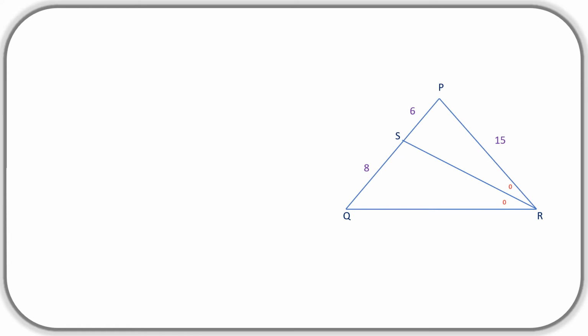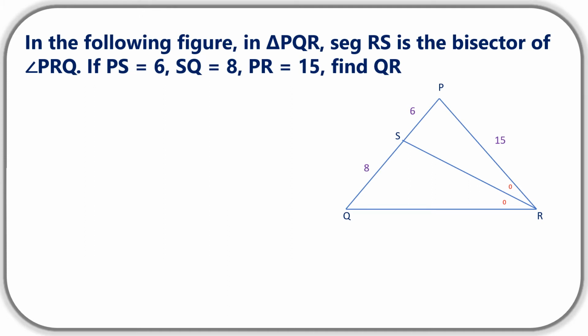Now let us try to solve some sample questions which have come in previous years. In the following figure, in triangle PQR, segment RS is the bisector of angle PRQ, and if PS is equal to 6, SQ is equal to 8, PR is equal to 15, find QR. Okay, now how to solve this? We have to look at the question, take time, read the question, imagine, an idea should come in the mind, then we can proceed. Certain things I would like you to notice.